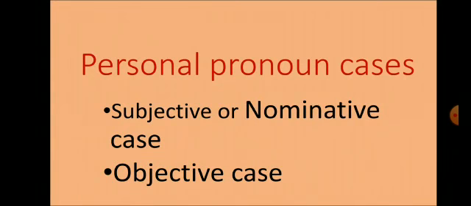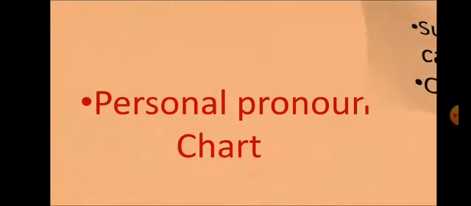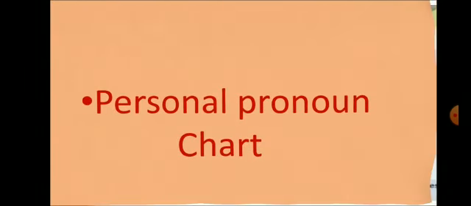Now we know that there are three persons: first person, second person, and third person, and these persons are used as subject and as an object in a sentence. So when the pronoun is used as a subject in a sentence, that is called subjective or nominative case, and when a pronoun is used as an object in a sentence, that is called objective case. So before we move further, let us have a look at the pronoun chart.